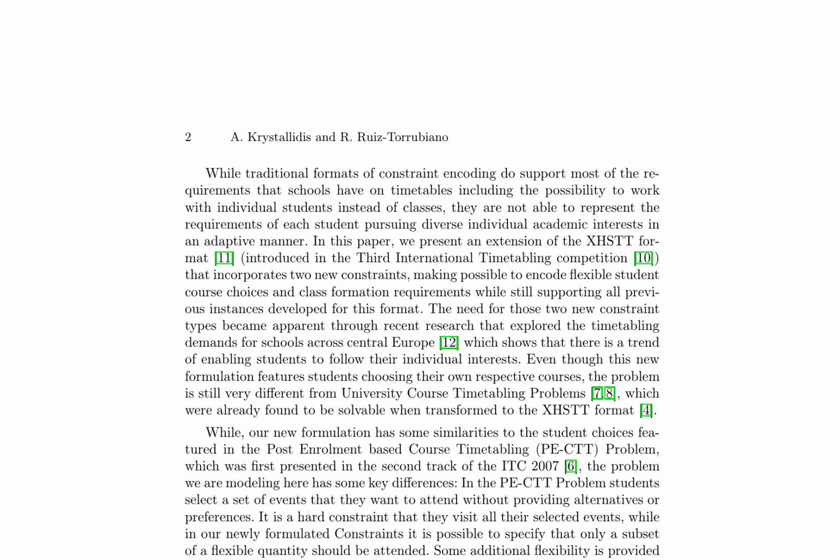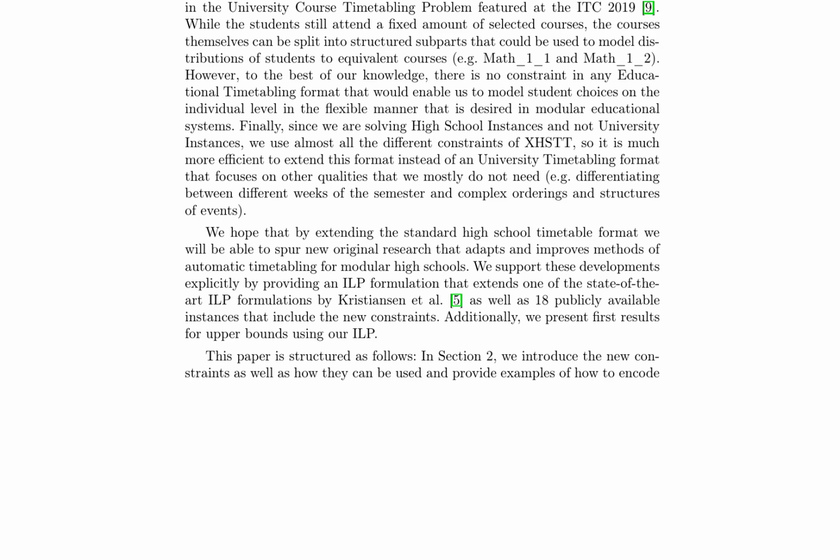The new constraints are designed to model student choices on the individual level, making them particularly suited for high school instances rather than university settings. An ILP formulation extending the state-of-the-art ILP formulation by Christensen et al. is provided, along with 18 publicly available instances that include the new constraints. Initial results for upper bounds using the ILP are also presented. The paper is structured to introduce the new constraints, their usage, and examples of encoding them. It further discusses the potential for future research and improvements in automatic timetabling for modular high schools.